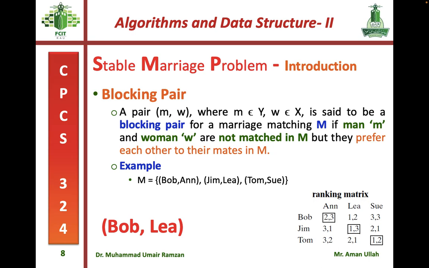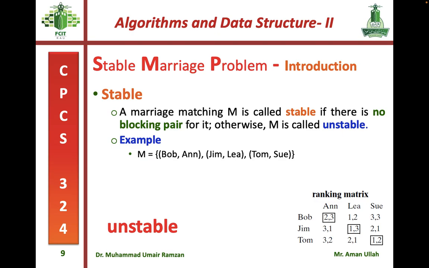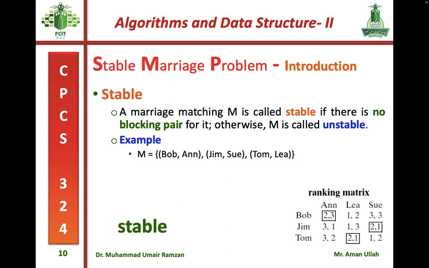A marriage matching is called stable if there is no blocking pair. Otherwise, M is called unstable. According to this definition, the marriage matching in this figure is unstable because Bob and Leah can drop their mates to join in a union they both prefer. The stable marriage problem is to find a stable marriage matching for men and women given their preferences.